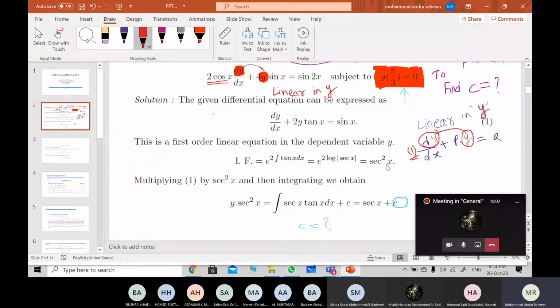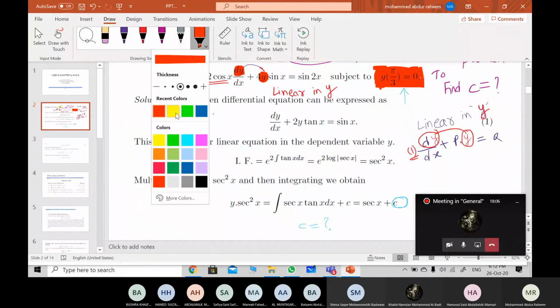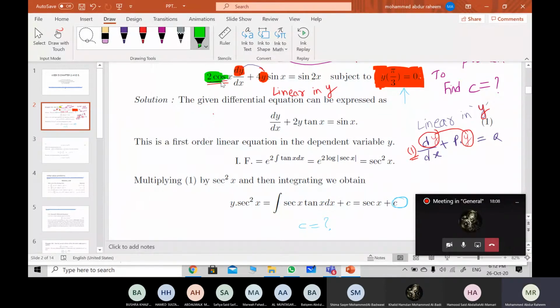That is 1. But here how much? We have 2 cosine x. This should not be there. So the first step, as usual, we divide with 2 cosine x, and here this cancels. Now 1. The other 2 cancels 2.